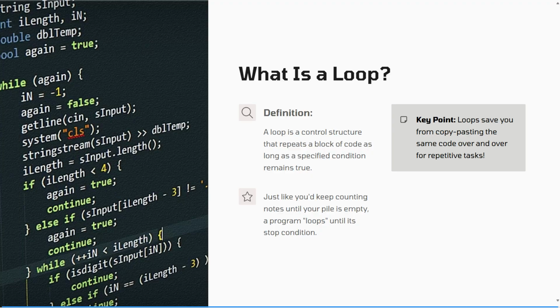Now let's understand, what is a loop? A loop is a control structure that repeats a block of code as long as a specified condition remains true. Just like you'd keep counting notes until your pile is empty, a program loops until its stop condition. This feature of programming saves you from copy-pasting the same code over and over for repetitive tasks.